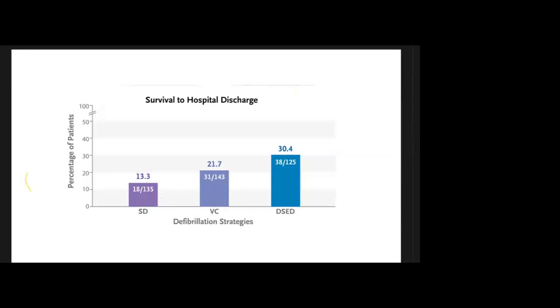And so, it kind of explains why some of your protocols may recommend vector change if you've shocked them a couple of times and it's not working. This wasn't a perfect study. It was actually stopped early because of COVID, but they still had 400 patients. So it's still a pretty important study to be aware of.